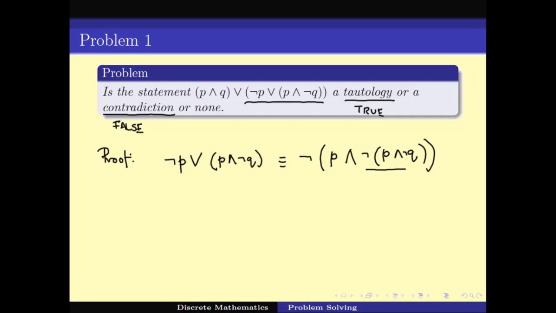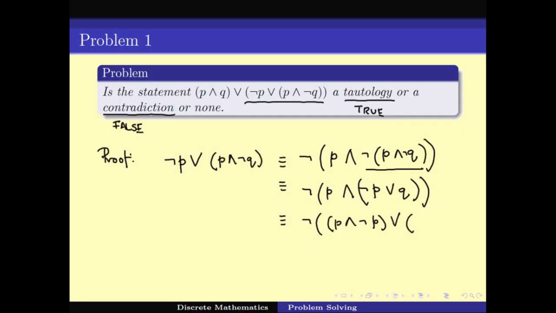Now again in this particular part we can apply De Morgan's formula and we can get not of P, and now this will become not of Q or Q. Not of Q is Q. So once we have this, we can apply the distributive law and put this P inside, namely this will become first part P and not P, or P and Q.